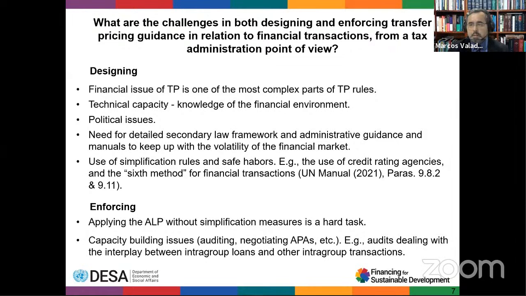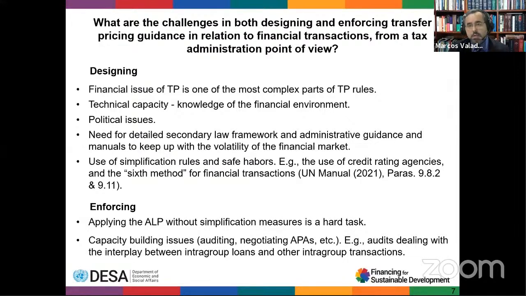What are the challenges in designing and enforcing transfer pricing in relation to financial transactions from a tax administration point of view? So there are designing issues and enforcing issues. Transfer pricing for financial transactions is one of the most complex topics in transfer pricing. So we need technical capacity to design the rules. We have political issues also because we have interest groups around the policymakers. It's how democracy works, but strong here.